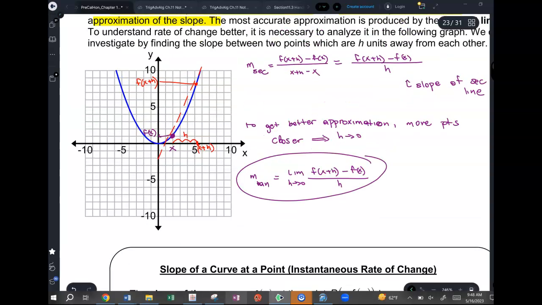Okay? So where did we get this from? This was the equation for the slope of the secant line. We just added this part, which says make h almost 0, and now that becomes a tangent, and you can find the slope at a specific point.